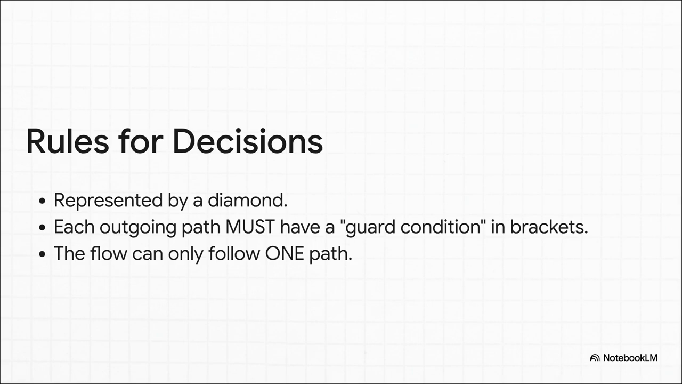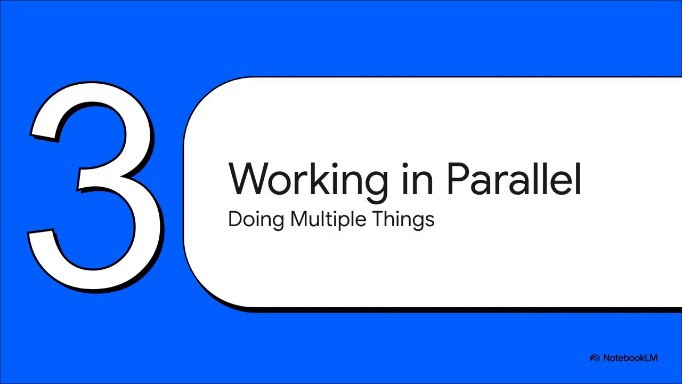Now here's the most important rule. The flow can only go down one of those paths. It's a choice, not a split. So, we've handled choices. That's huge. But what about when you need to do multiple things at the same time? When tasks don't have to happen in a specific order, and you could be way more efficient by doing them simultaneously. For that, we need a totally different tool.